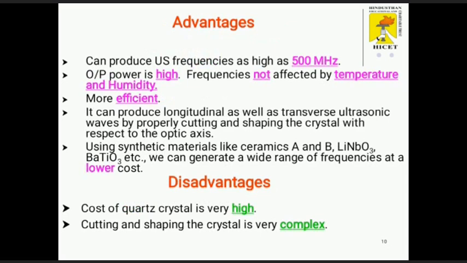It can produce ultrasonic frequencies as high as 500 million hertz, the output power is high, and the frequency is not affected by temperature and external humidity. It is more efficient. It can produce longitudinal as well as transverse ultrasonic waves by properly cutting and shaping the crystal with respect to the optic axis. Using synthetic materials like ceramics and barium titanate oxide, we can generate a wide range of frequencies at lower cost. The main disadvantage is that the cutting and shaping of the crystal is very complex.